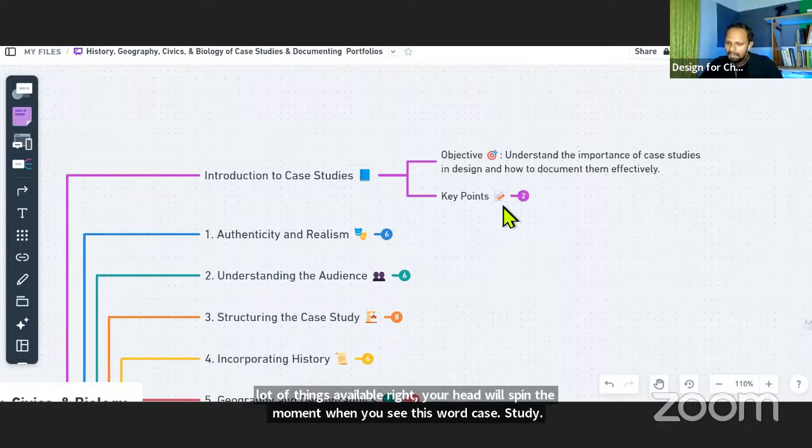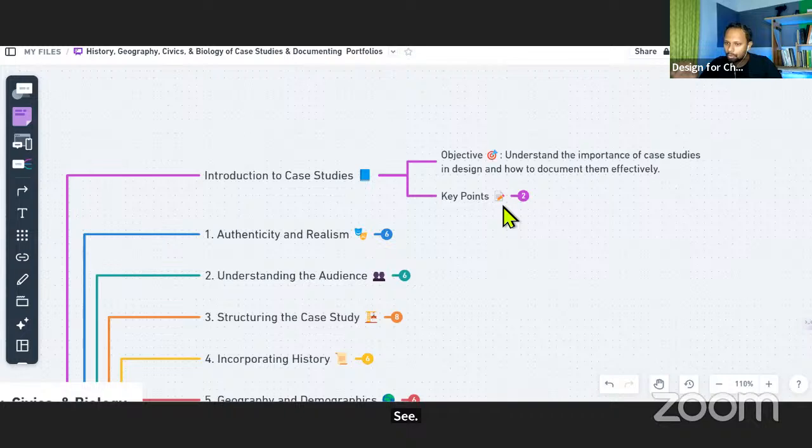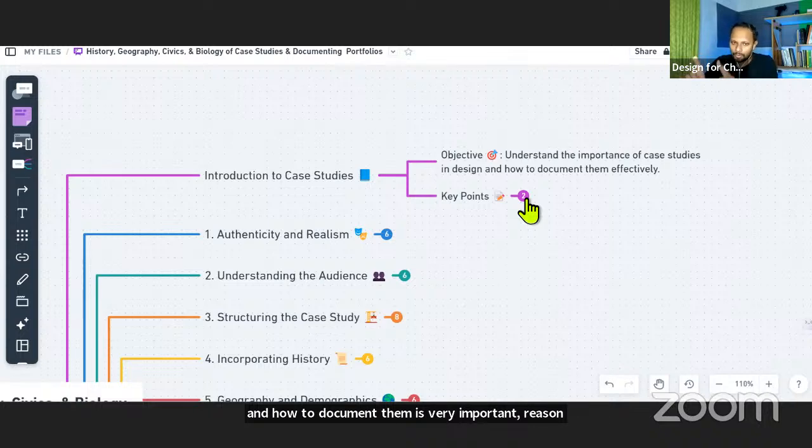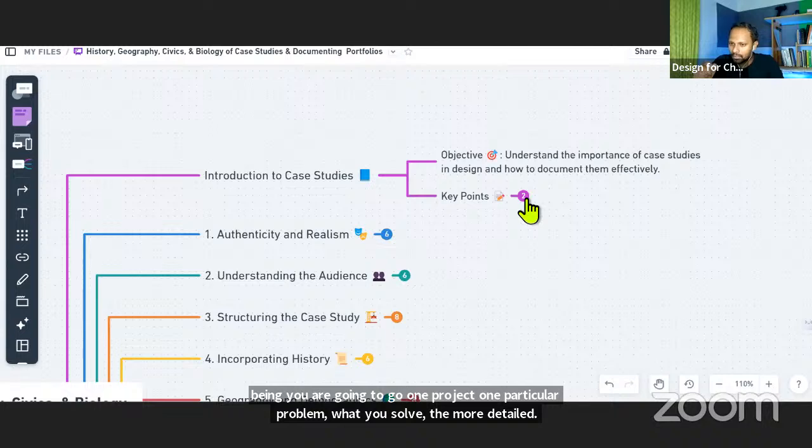See, understanding the importance of case study in design and how to document them is very, very important. Reason being, you are going to take one project, one particular problem that you solved, in a more detailed way. People have to understand what you're trying to say, right? The moment you're able to tell that, they will know what project you did.